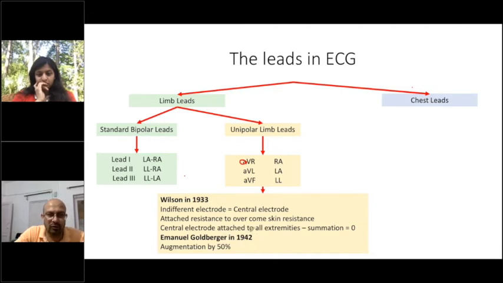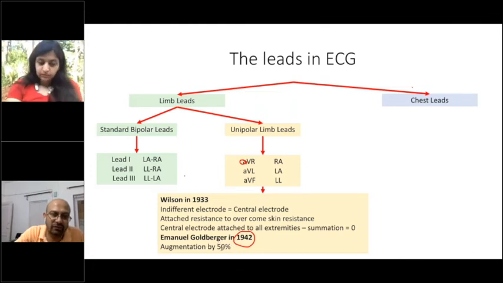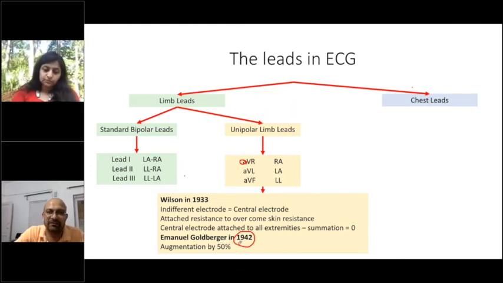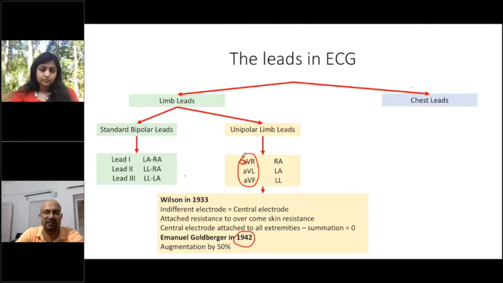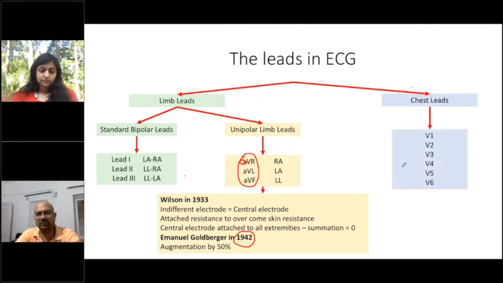The unipolar limb leads did not give very good recordings initially. So what Goldberger came up with in 1942 was augmentation of the voltage on these leads by 50%. So when this was augmented by 50%, we got what we now classically call the augmented limb leads. The chest leads, again, as you know, are V1, V2, V3, V4, V5 and V6.